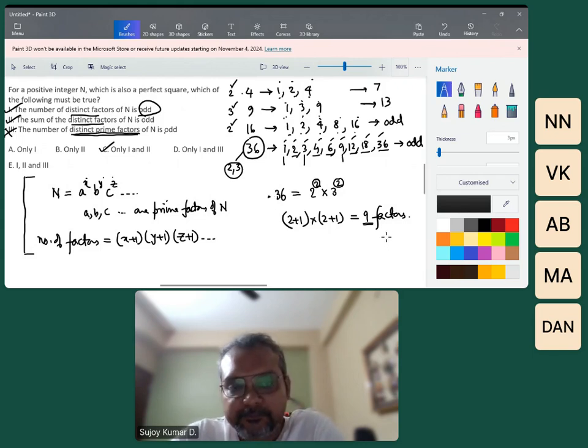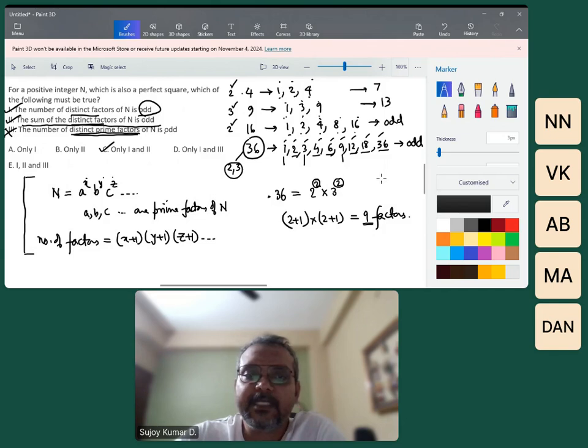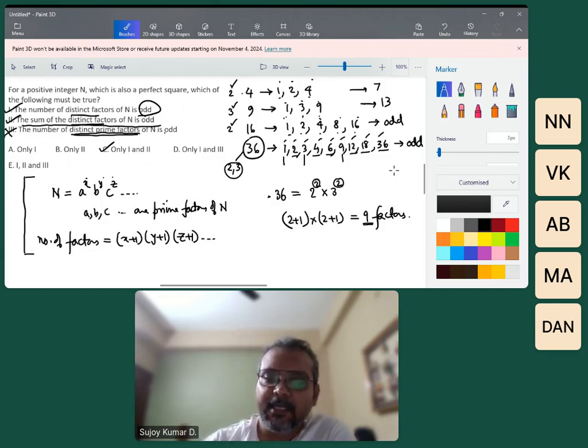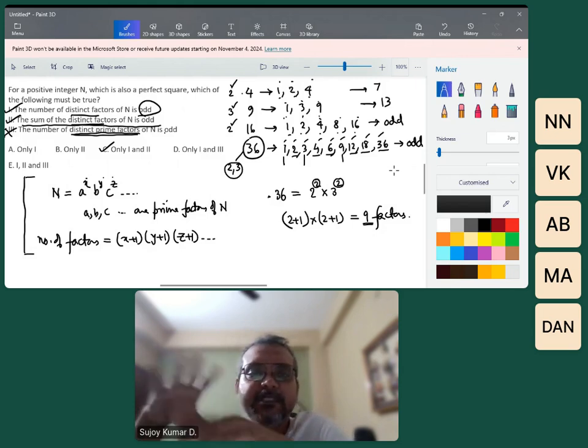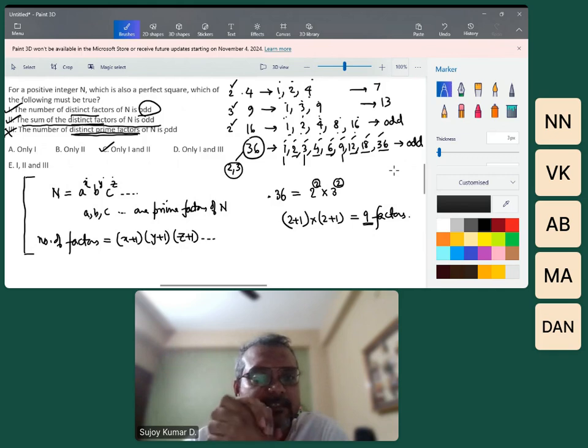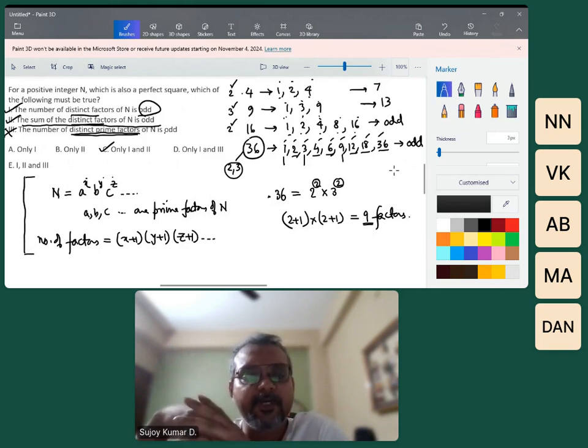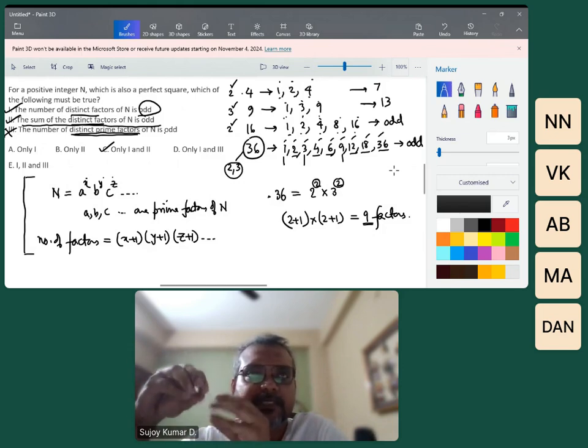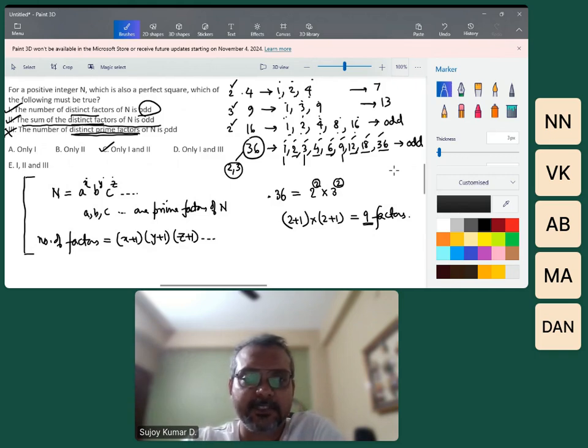Number two comes the question of the sum of the distinct factors of n is odd. Why will that happen? Now let's understand something. If you have, let's say, 5 odd numbers, the sum is odd, right? 3 odd numbers, the sum is still odd. 7 odd numbers, it's still odd. So if you have an odd number of odd numbers, understand what I'm saying? Odd number of odd numbers, the sum will always be odd.